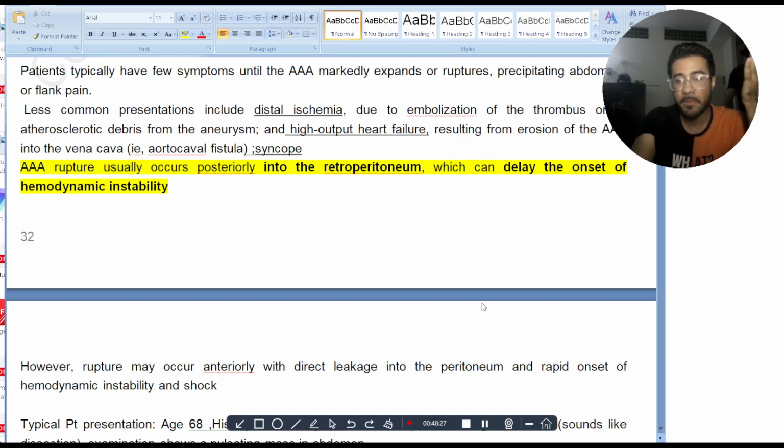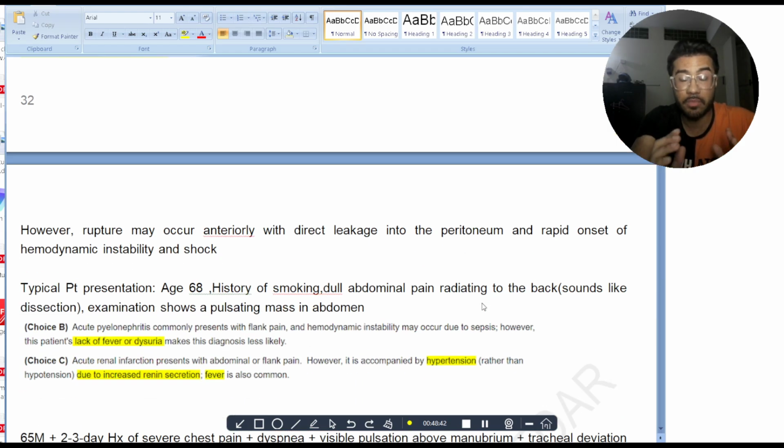So usually the logic says that if the aorta just ruptures, the person should instantly die of hemodynamic instability and blood loss. But this is not the scenario. Even after rupture, the patient might survive some time. So you need to keep that in mind as well. A rupture does not mean instant death. However, rupture may occur anteriorly with direct leakage into the peritoneum and rapid onset of hemodynamic instability and shock. So you need to be aware of both scenarios.